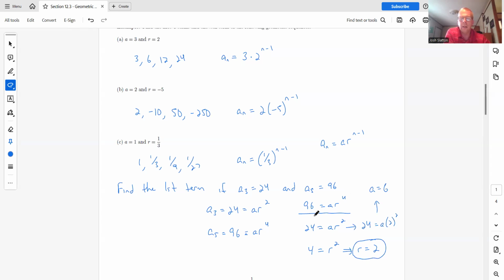So that would be the first term. And then the general term, if you wanted, would be 6 times 2 to the n minus 1.